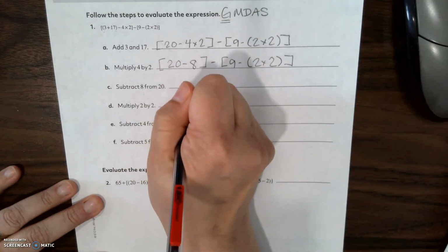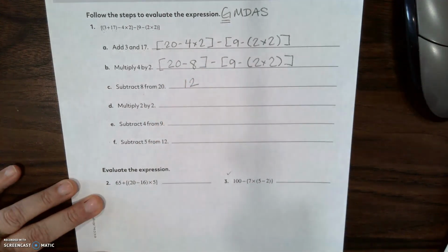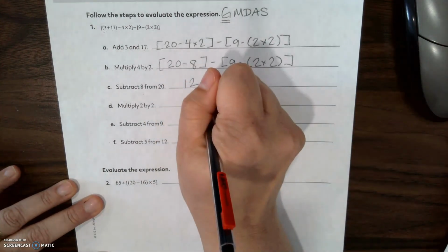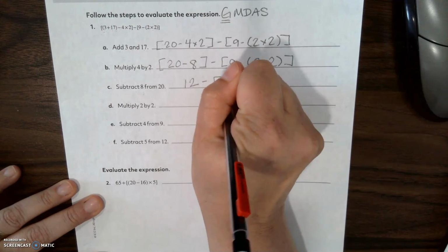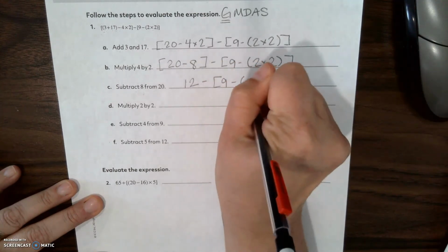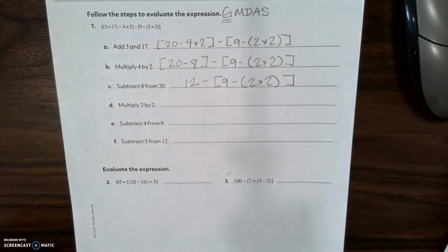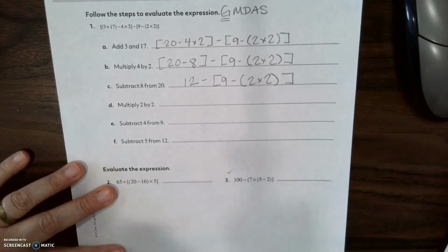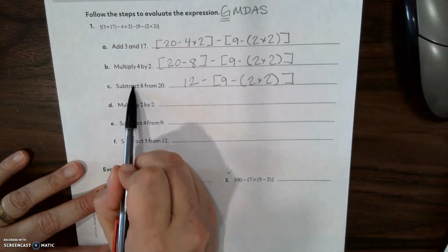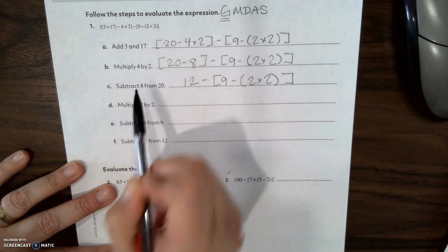20 minus 8 is 12. And now I don't need the brackets. So I can say 12 minus 9 minus 2 times 2. Do you see how I'm bringing everything down every single time? It's so important. Don't try to solve more than one thing at a time. We're doing one step at a time in order.